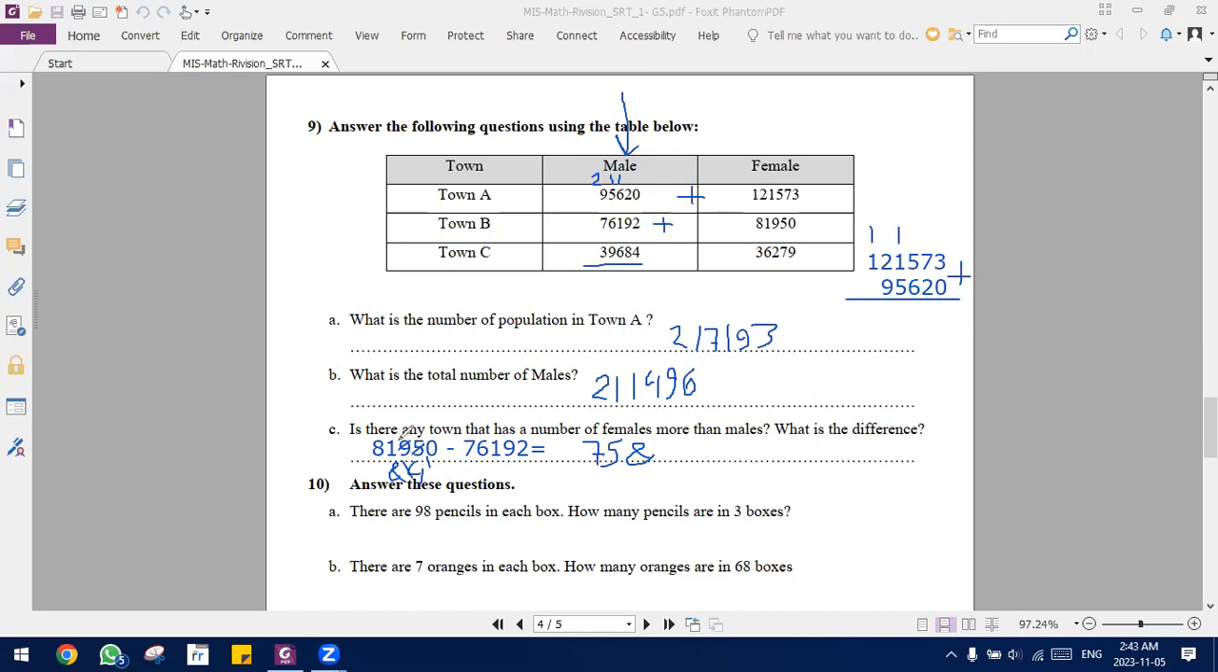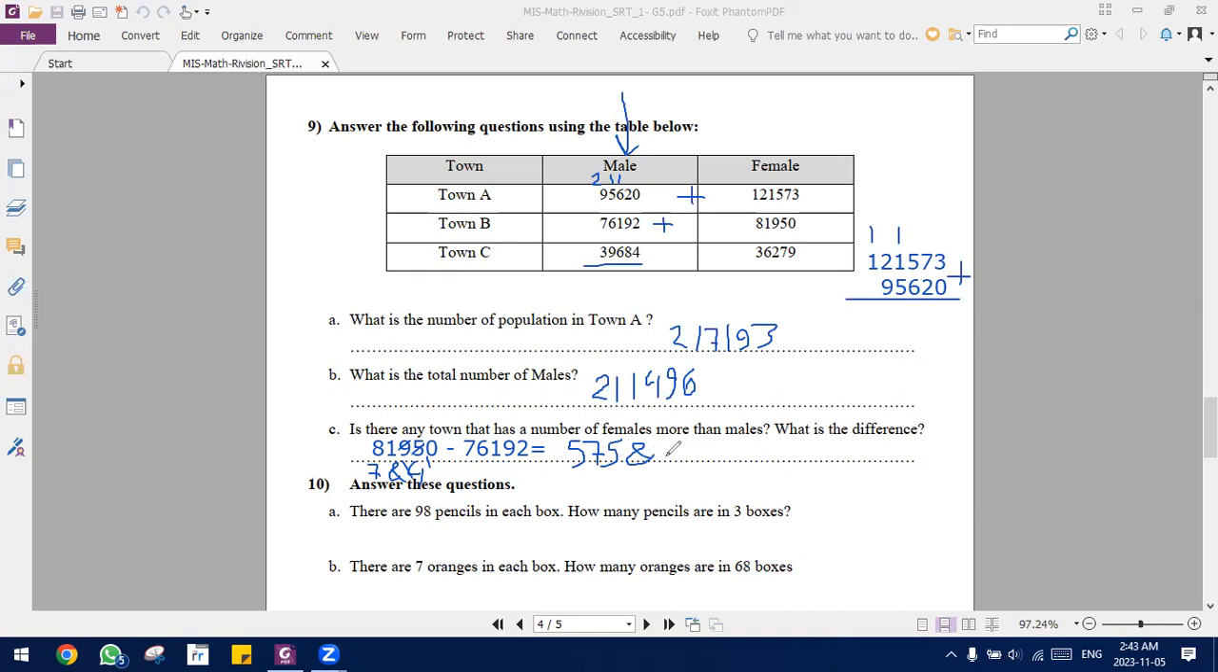Then 1 minus 6, we can't. So 8 will be 7. 1 will be 11. 11 minus 6 is also 5. Last one, 7 minus 7, 0. Cancel. So what's the difference?